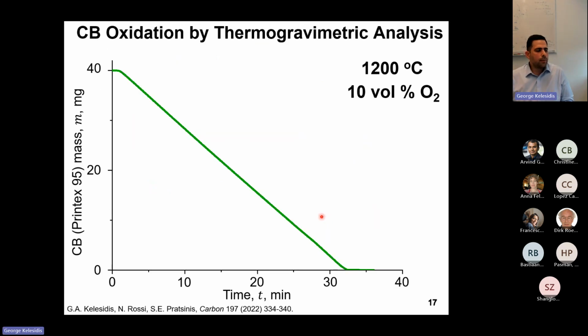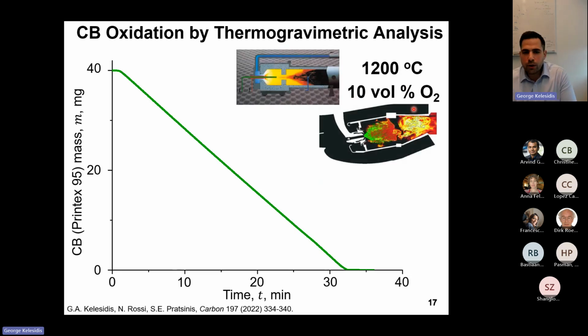In particular here, we oxidized a commercial carbon black using a thermogravimetric analyzer at the temperature of 1200 Celsius and an oxygen concentration of 10% oxygen. So these conditions are present actually in the lean zone of this furnace reactor. These are the reactors typically used for carbon black synthesis. And of course, we are also representing the lean zone of aircraft combustors that I talked about earlier in my presentation.